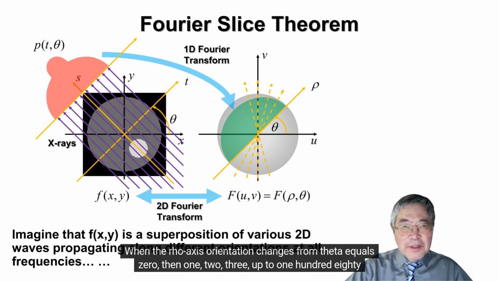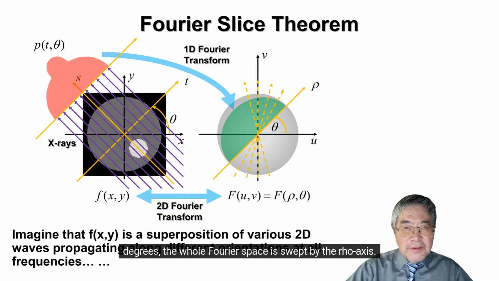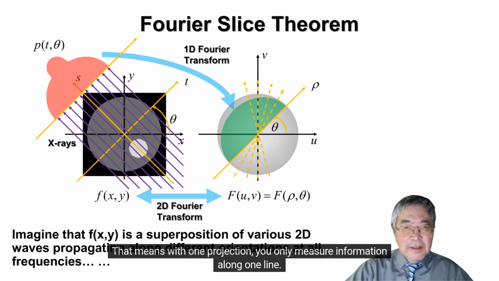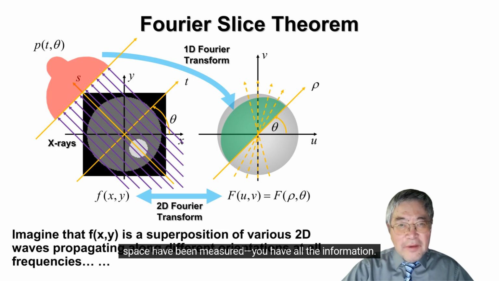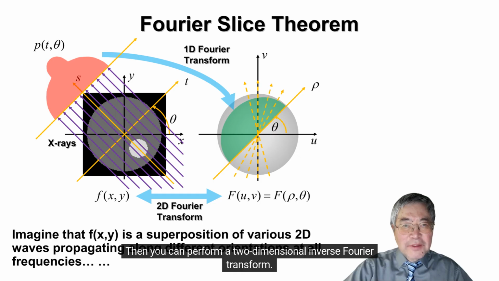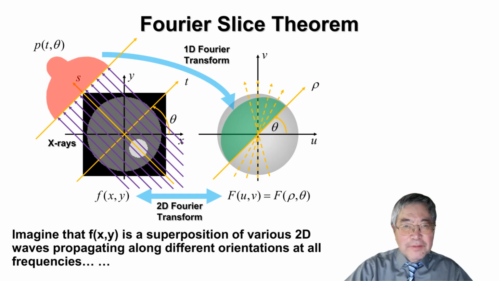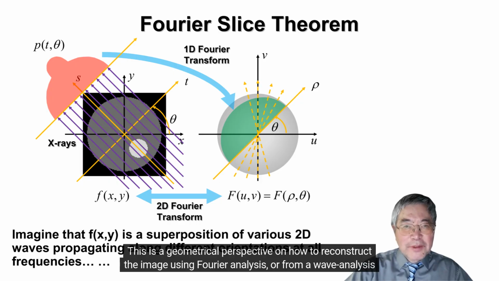When the rho axis orientation changes from theta equals 0, then 1, 2, 3 up to 180 degrees, the whole Fourier space is swept by the rho axis. That means with one projection you only measure information along one line. But if you change theta from 0 to 180 degrees, all the data points in the Fourier space have been measured. You have all the information. Then you can perform a two-dimensional inverse Fourier transform. This is a geometrical perspective on how to reconstruct the image using Fourier analysis, or from a wave analysis perspective.